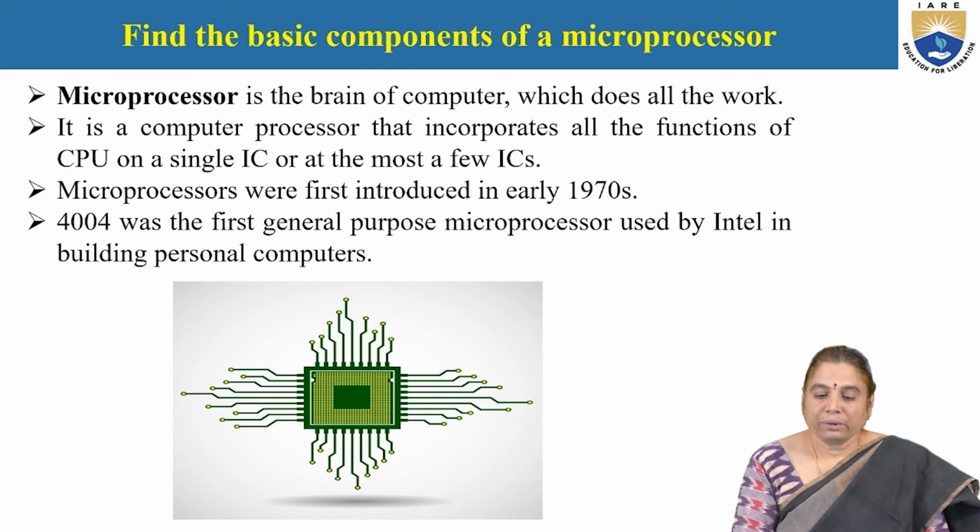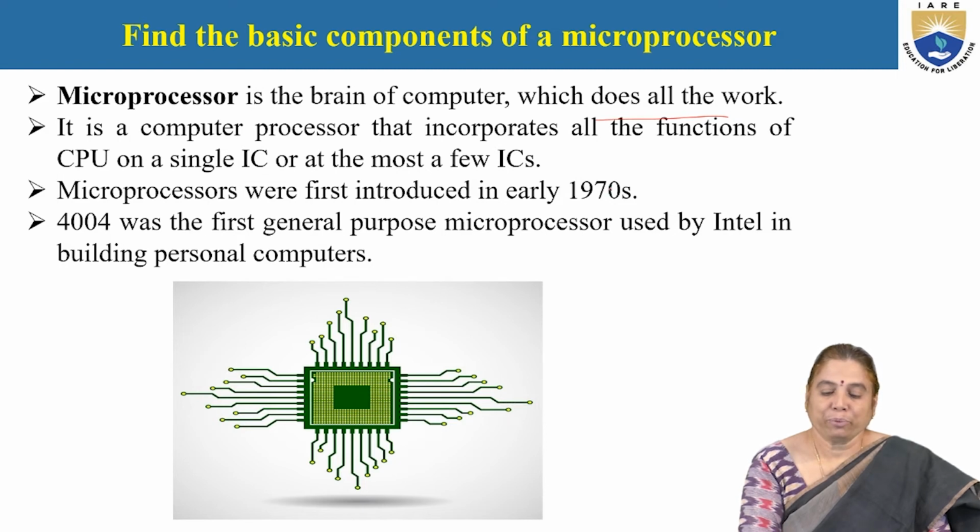Find the basic components of a microprocessor. The microprocessor is the brain of the computer, which does all the work. It is a computer processor that incorporates all the functions of a CPU on a single IC. So the entire CPU functionality can be fabricated on a single IC or a few ICs. Microprocessors were first introduced in the 1970s. 4004 was the first microprocessor, and this is the layout of the microprocessor.